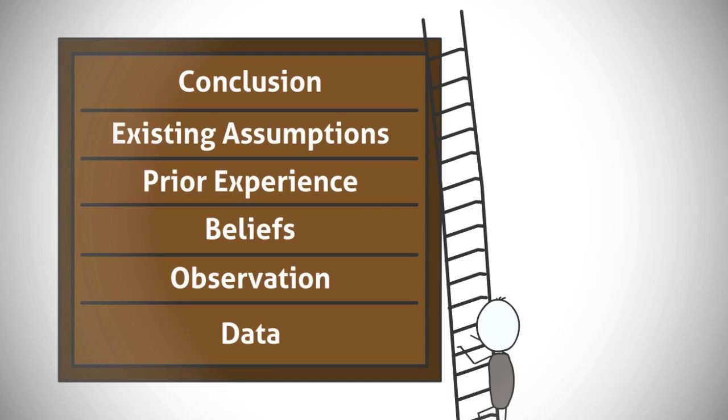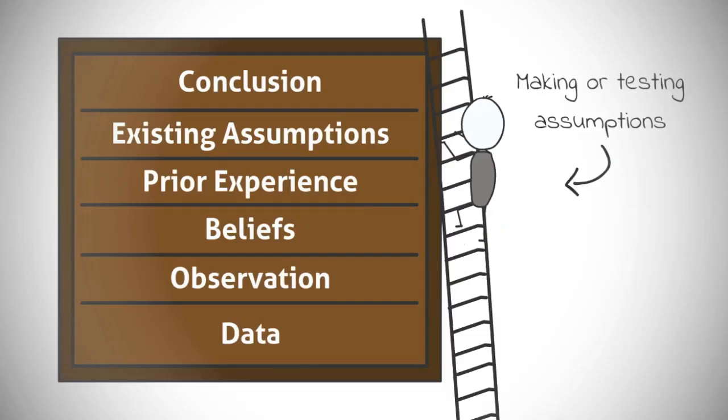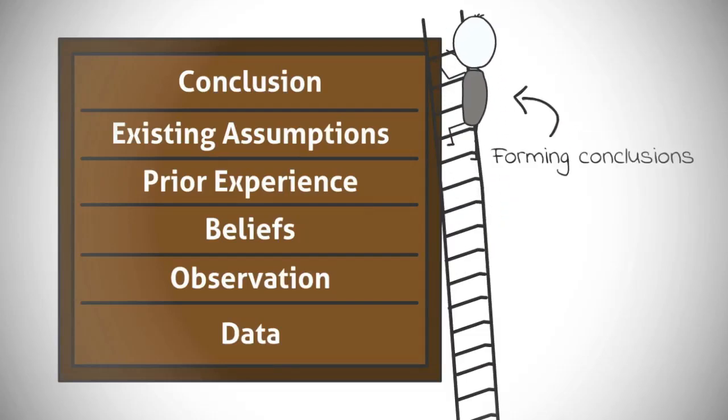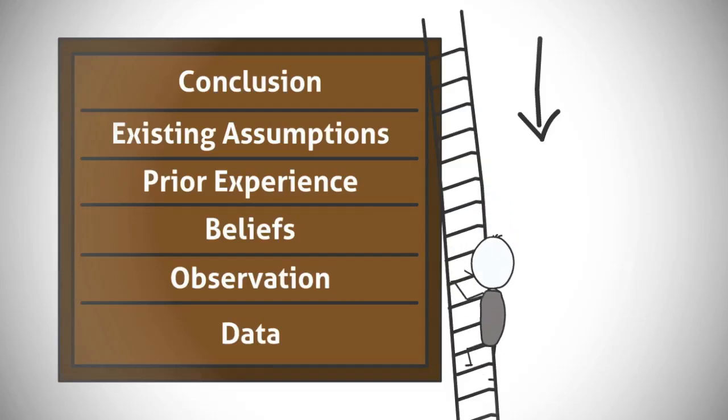The first thing to do when making a decision is to identify where on the ladder you are. Are you selecting your data, interpreting what it means, making or testing assumptions, forming conclusions, or deciding what to do and why? From your current rung, analyze your reasoning by working back down the ladder. This will help you trace the facts and reality that you are actually working with.